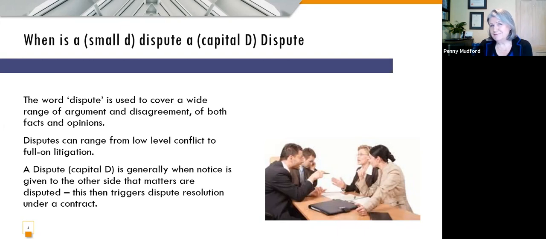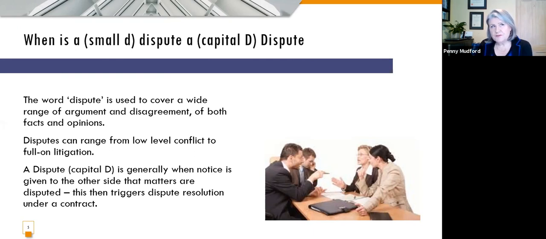But nearly every time, it's not just a simple non-payment. There's usually something that goes on behind that, such as breaches or lack of performance. And, you know, I often think that if these matters were dealt with at the time, they wouldn't end up needing to be resolved in a formal, expensive process at the end. And a capital D dispute, generally, I would define it as one that triggers the dispute resolution clauses under the contract.